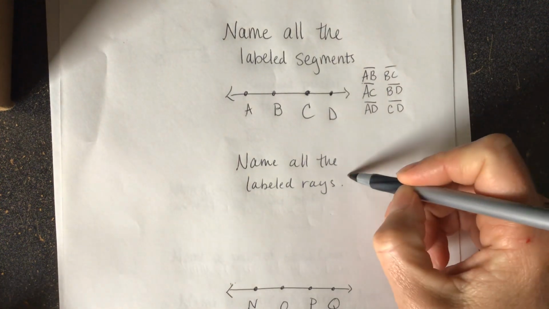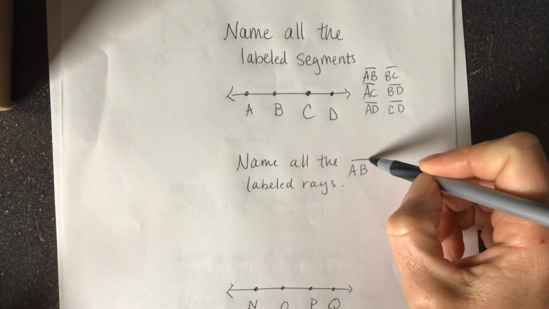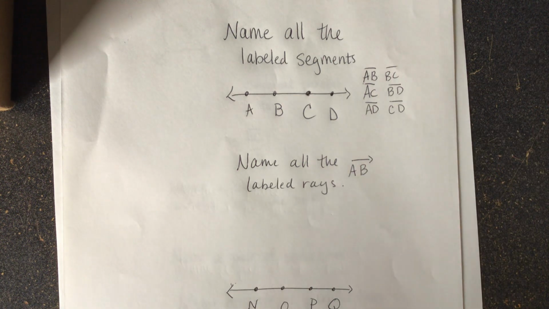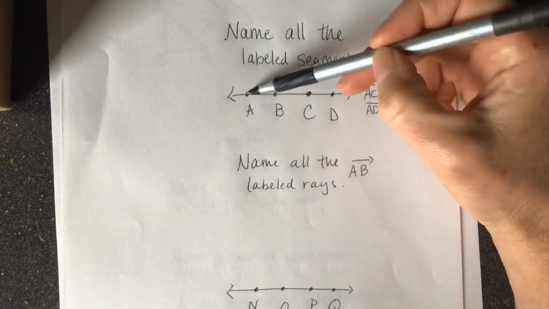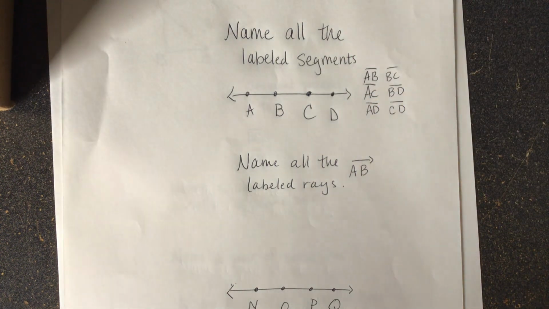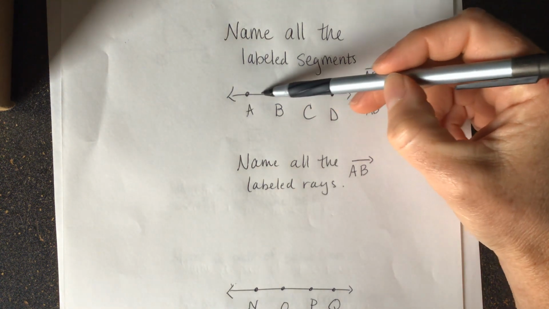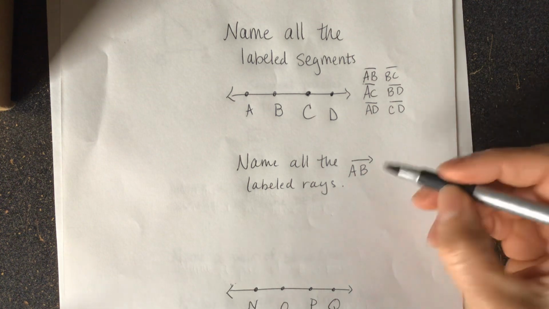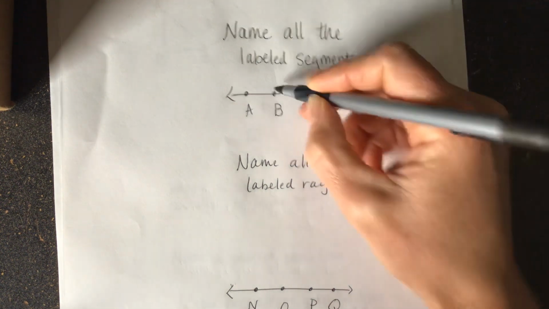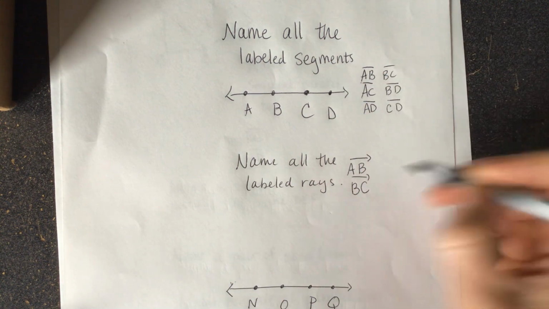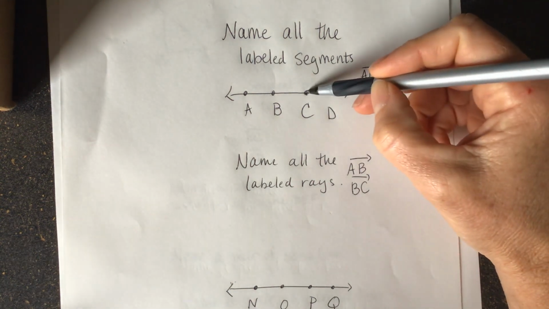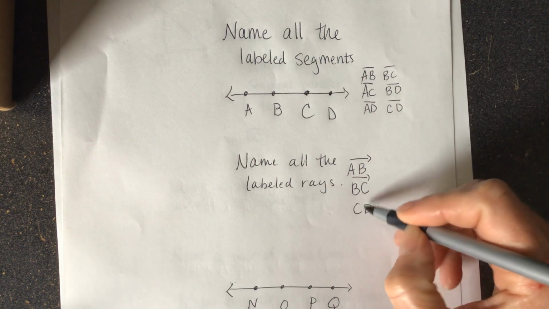So I'm going to start with A and go to B. That's the only one that starts at A and goes this way. I'm not going to say AC or AD. All I need to say is AB. AC and AD would just be a repeat of AB because I'm starting here and going forever in this direction. The next one would be starting at B and going forever this direction. So I could say either BC or BD. I'll just stick with BC. And then the next one, I'm going to go to C and go this way. So that would be CD.